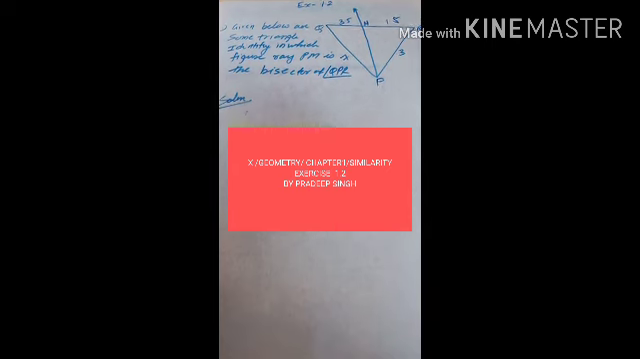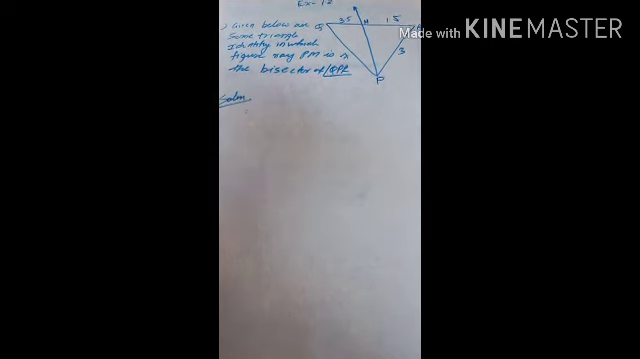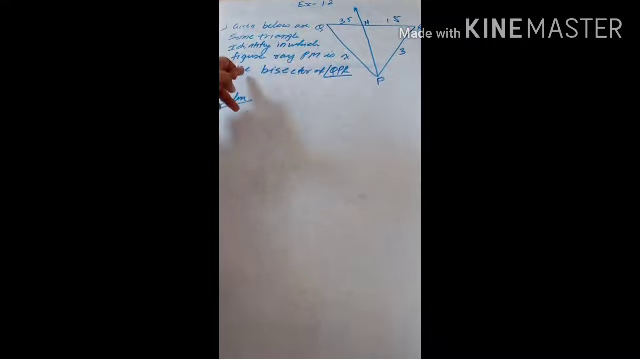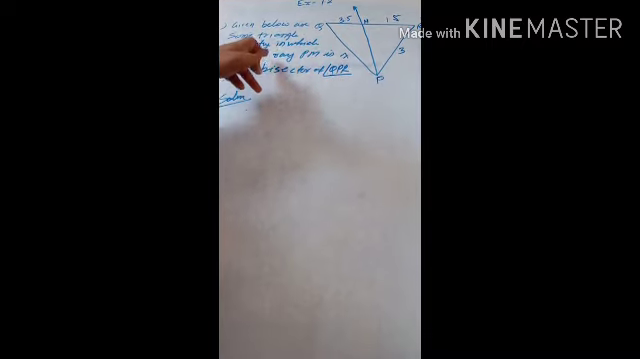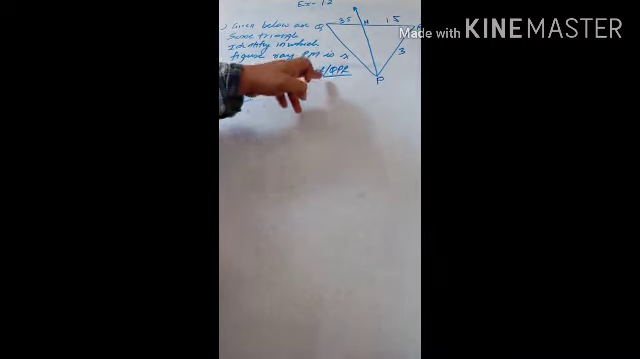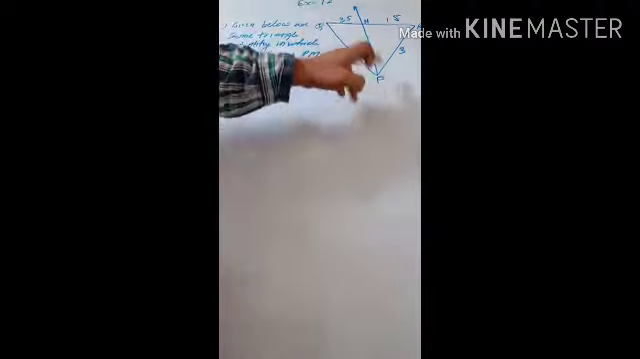Yes, students, today we are going to start solving exercise 1.2. Under this, given below are some triangles. Identify in which figure ray PM is the bisector of angle QPR. Ray PM is the bisector of angle QPR.